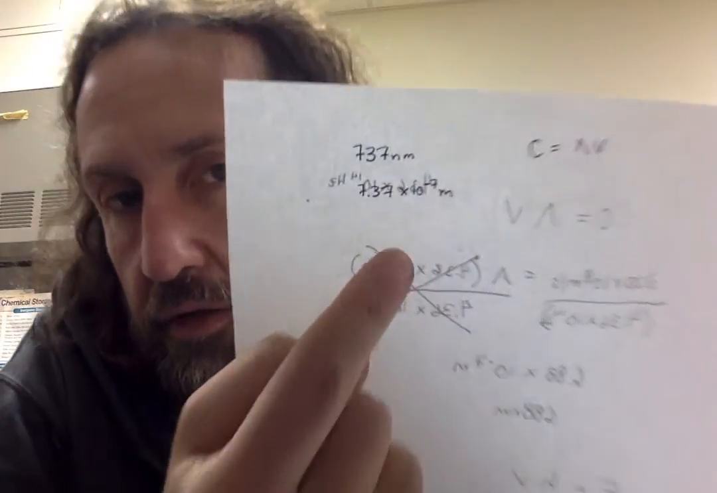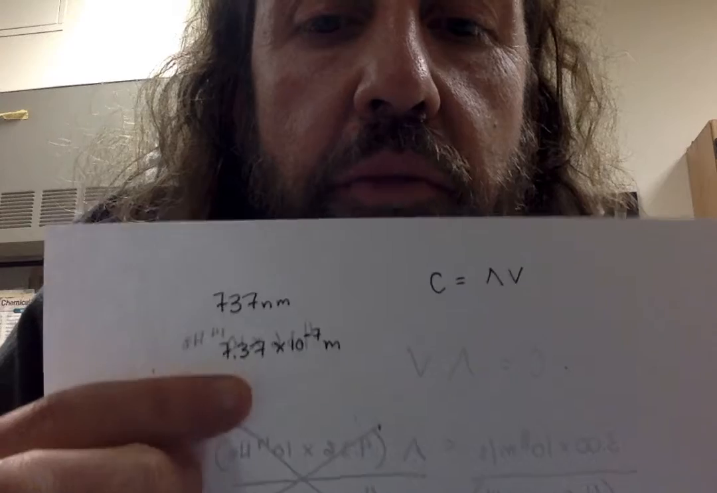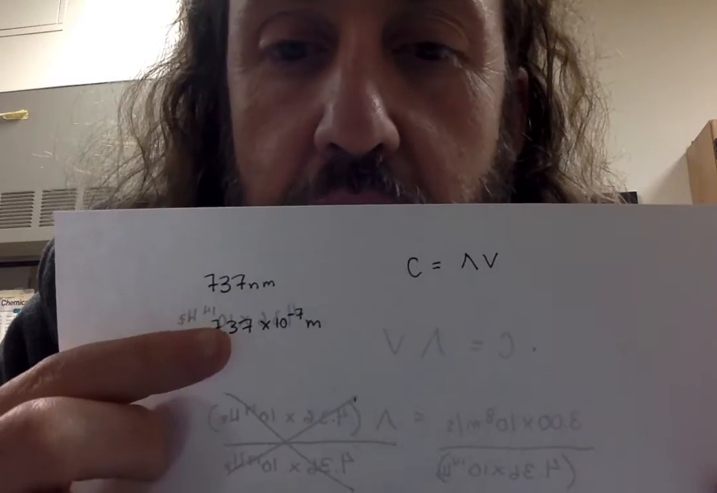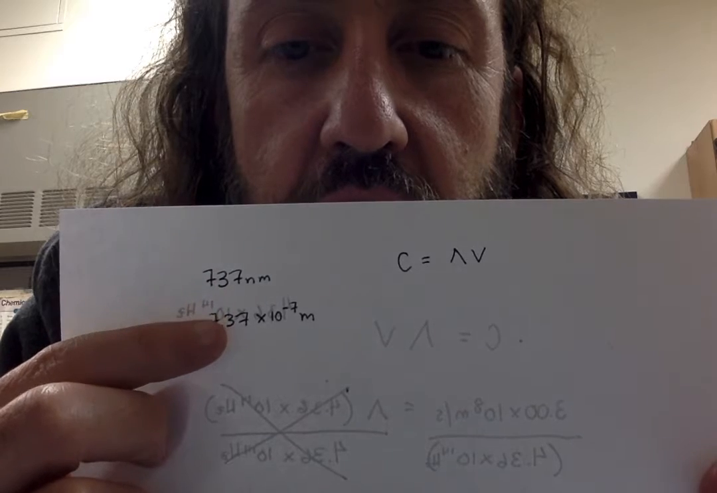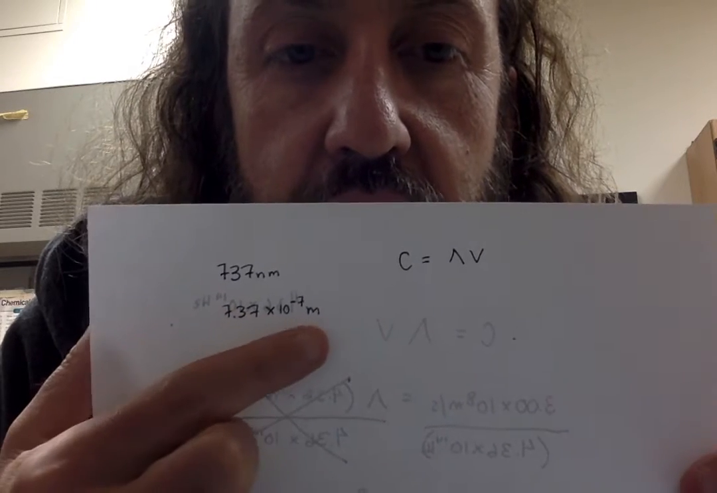Now, the problem is the speed of the electromagnetic radiation constant is in meters per second, and we've got nanometers, but that's easy. 737 nanometers is converted to 7.37 times 10 to the negative 7th meters, which is important because that way it plugs directly into the equation.